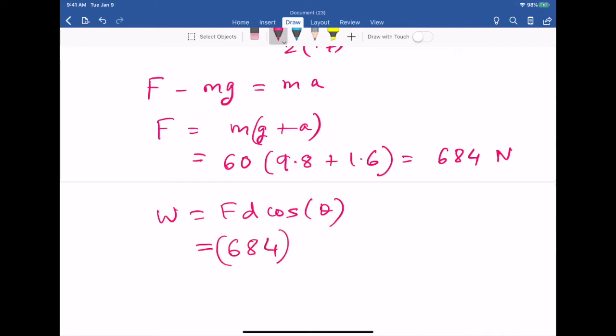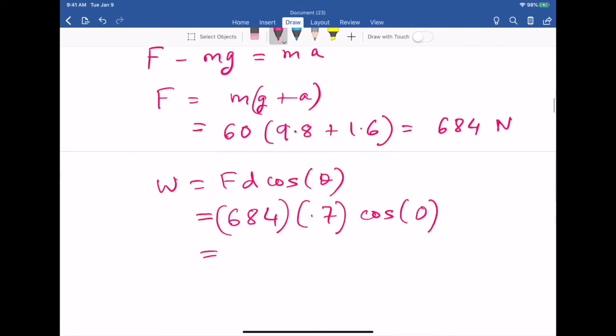The displacement is 0.7 meters. And what is the angle between the force and the displacement? So the force acting on her is upwards. She is moving upwards. So the force and the displacement make an angle of 0 degrees. So it's cosine of 0, which is 1. So if you do 684 times 0.7, you're going to get something like 479 joules. Okay. So that is the work done by her during the ascent.